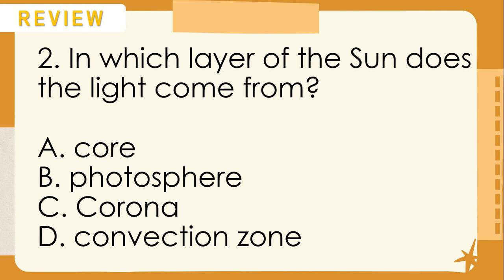Number 2. In which layer of the sun does the light come from? A. Core. B. Photosphere. C. Corona. D. Convection zone.